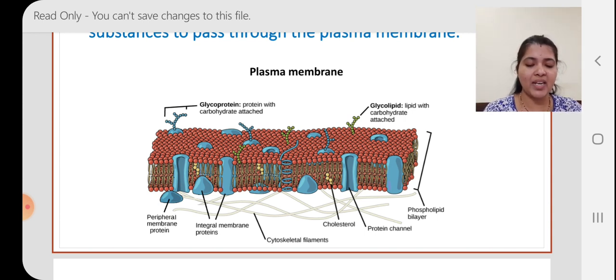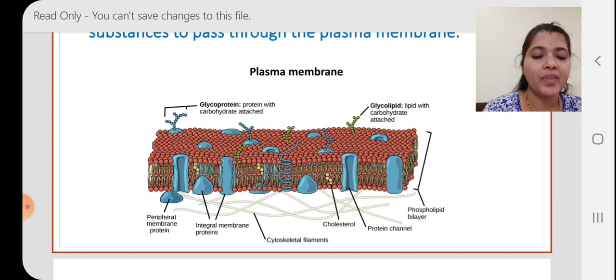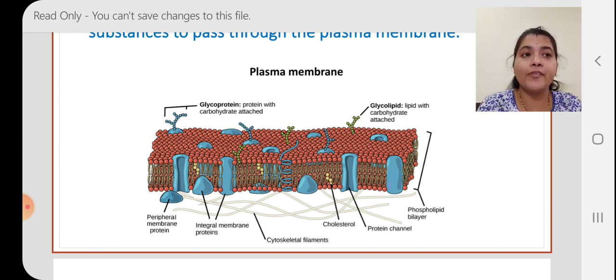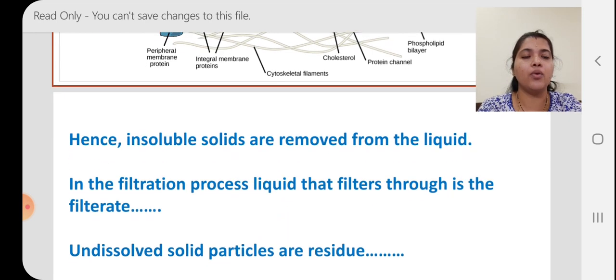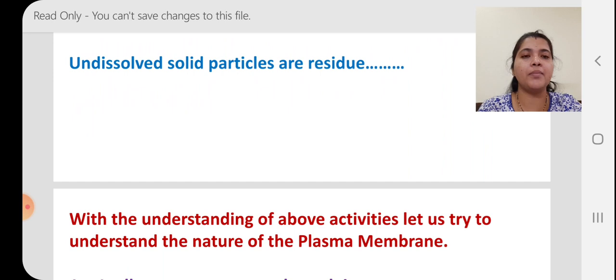The plasma membrane is a living flexible membrane, children. It is a living flexible membrane because it is selectively permeable: it allows entry of certain substances and exit of some substances, while preventing the passage of the remaining substances. In this way the plasma membrane helps all the cells to function properly. I hope you all understood the experiment.